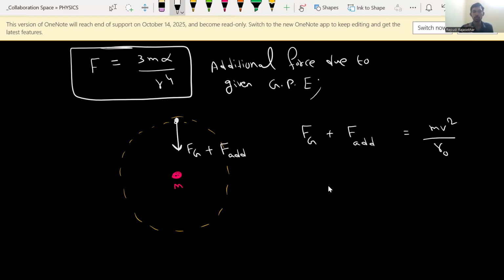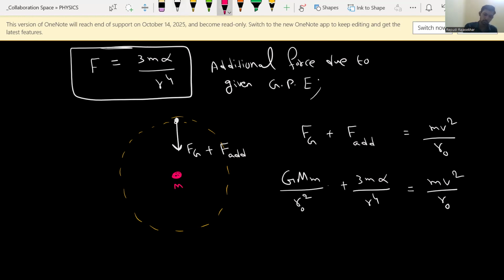Here we need not take just r, because we are calculating everything at r naught distance only. There is no change in radius, so r should be r naught only. The gravitational force formula will not change: G into capital M into small m divided by r naught square, plus the additional force we got, 3m alpha divided by r to the power of 4, equals mv square divided by r naught.